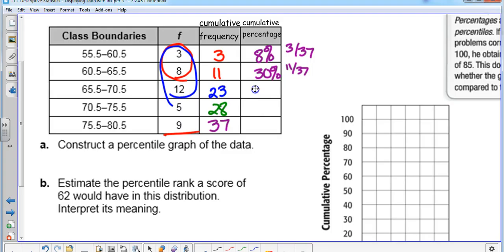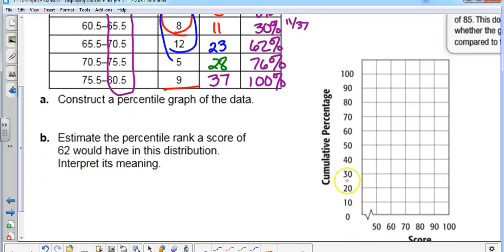23 out of 37. Anybody have that one? 28 out of 37. And 37 out of 37 would be 100, right? Okay. We're going to use this as our cutoff when we graph it, okay? And I don't have a very good way to make this fit on the screen unless I shrink it all down, and then my numbers won't fit in the chart anymore.